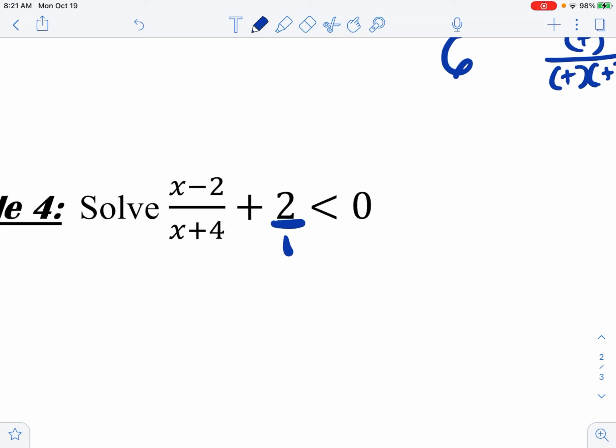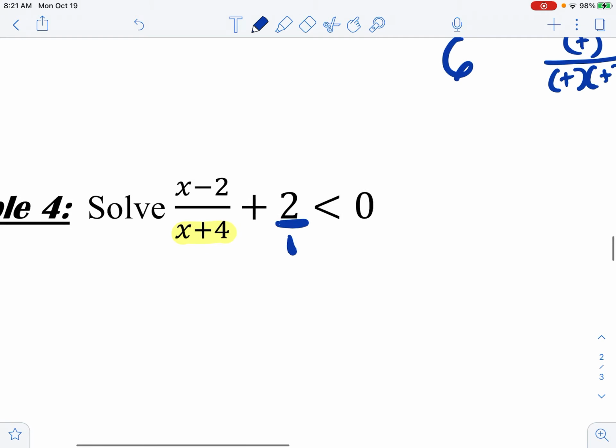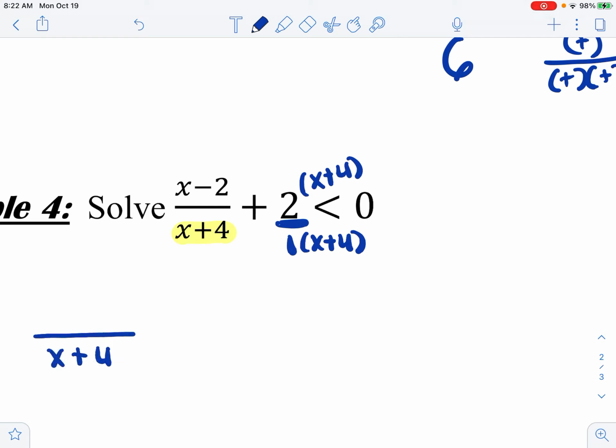You need to make it one fraction. So I need to add these two things. If I have to add a fraction to another fraction, because 2 over 1 is a fraction, what do I need in order to add two fractions? I need a common denominator. So now I need my least common denominator. My least common denominator is x plus 4. So this is already x plus 4, but I need this to have a denominator of x plus 4. In order to do that, I need to multiply the numerator and denominator by x plus 4.